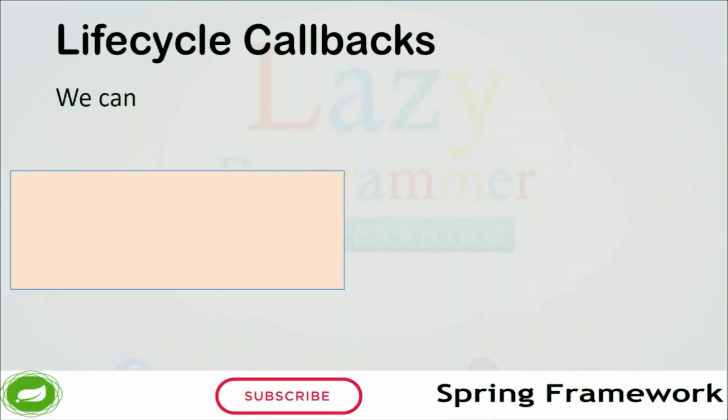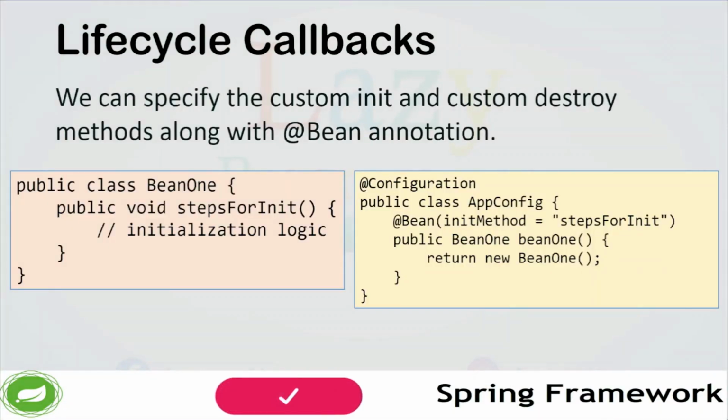Now let's see the lifecycle calls that are supported. That is, we can specify the custom init, custom destroy methods along with the bean annotation itself. Suppose we have this Bean1 which is having its usual fields and functions, but in addition to that, there is one function written for performing the initialization steps for the bean. Now in the configuration class where the method is available with @bean annotation, we can define initMethod property and provide its custom init method name, which is stepsForInit. This will automatically bind this particular method to be executed on the bean creation itself.